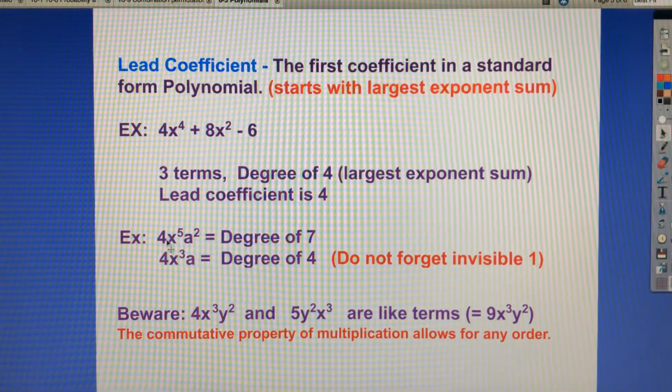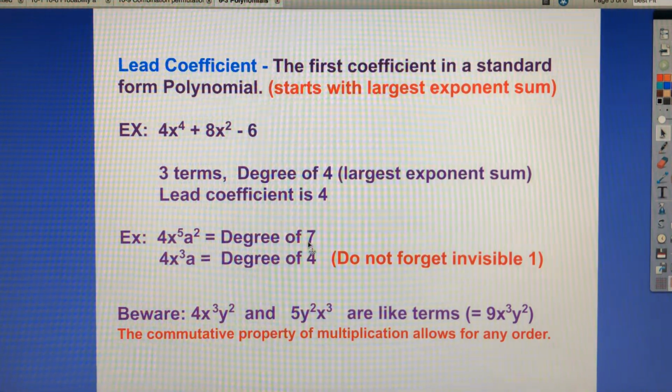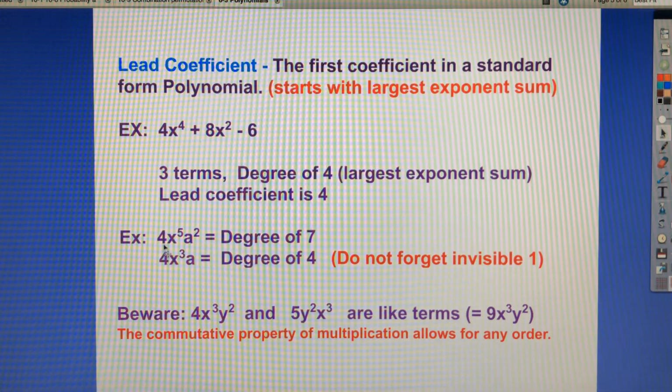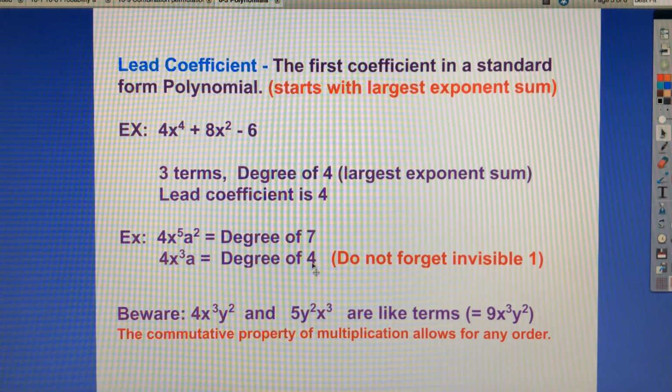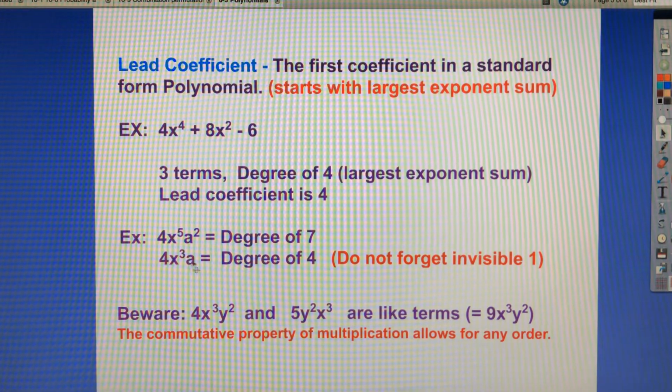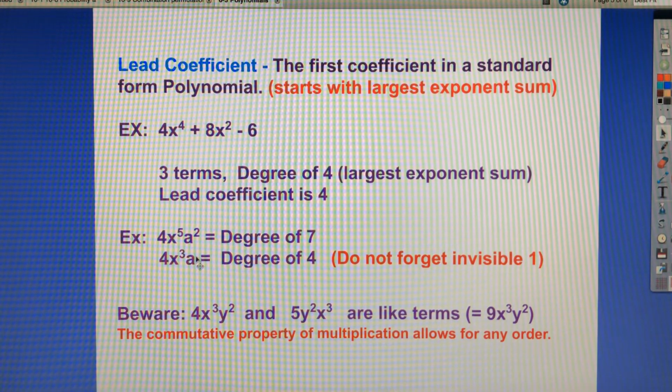Let's look at some more examples. 4x to the 5th a squared. I have more than one variable. Add my exponents together. I have a degree of 7. My lead coefficient, 4. 4x to the 3rd a. My degree is 4. Not 3. Remember, there is an invisible 1 with this a. A has an automatic exponent of 1. It's just invisible. You don't see it. You can put it back in if it helps you.